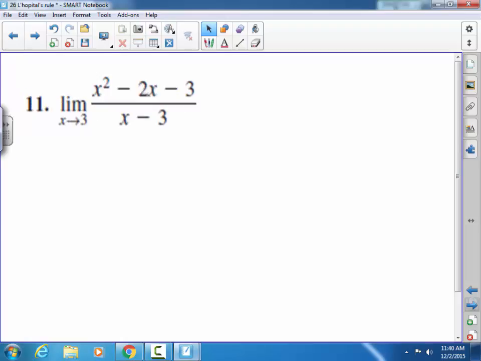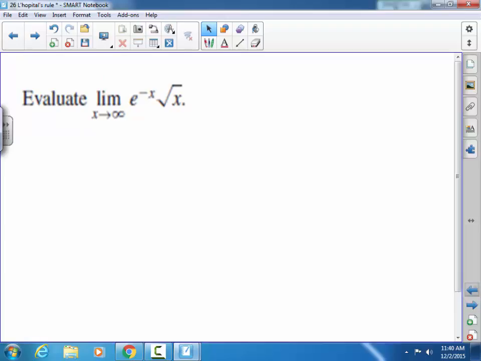Looking at this next slide here. The limit as x approaches infinity of e to the negative x over root x. Can we use L'Hopital? L'Hopital said we needed a fraction. As this is written, we can't use L'Hopital's rule. But we can rewrite it.